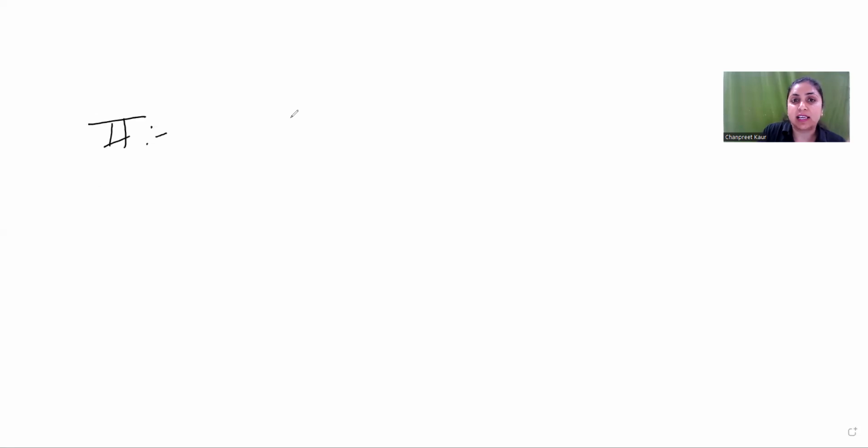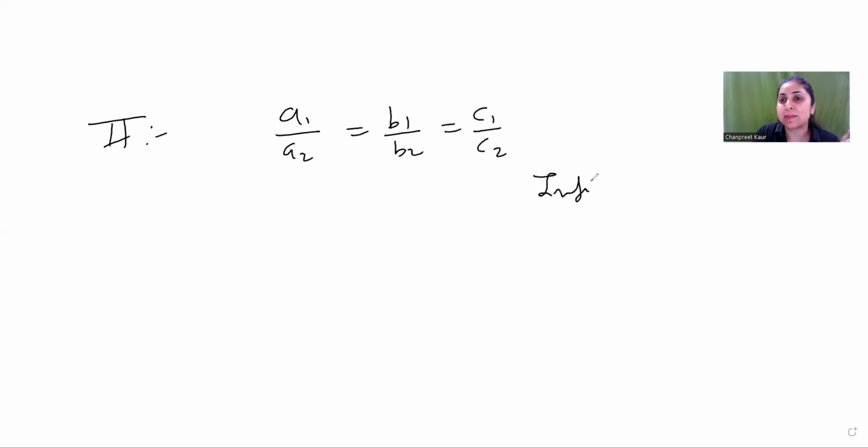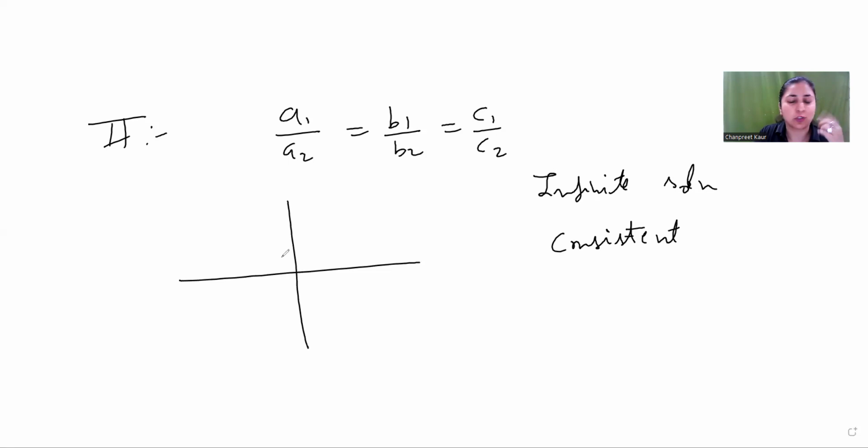Case 2 says if a1 upon a2 is equal to b1 upon b2 is equal to c1 upon c2, in this case the system has infinite solutions. And we can say that the system is consistent because a solution exists. If I plot this on a graph, then if this is the graph for the first equation, then for the second equation I'm going to have all of its points lying on the first equation. So we can easily say that the lines are coincident, right?